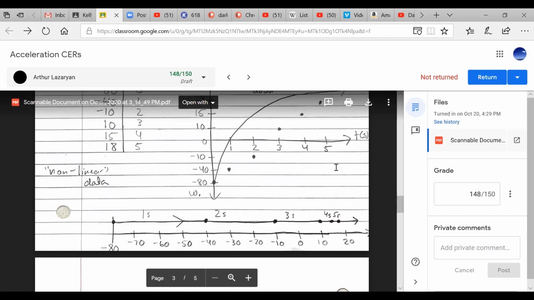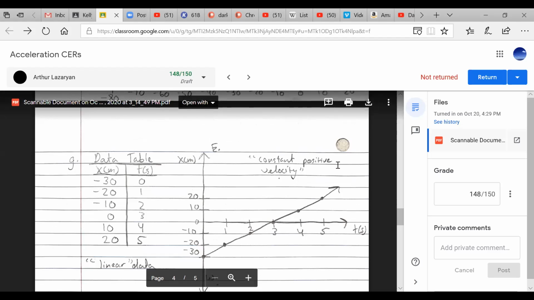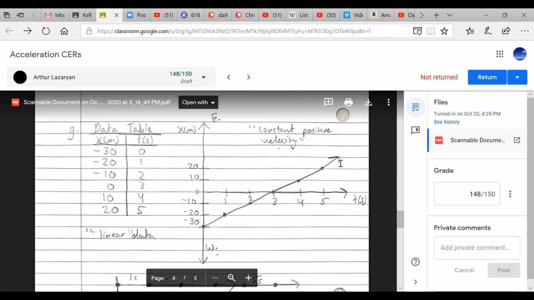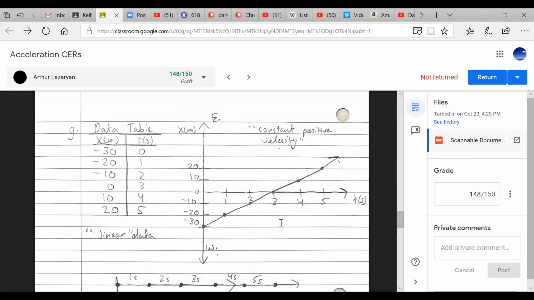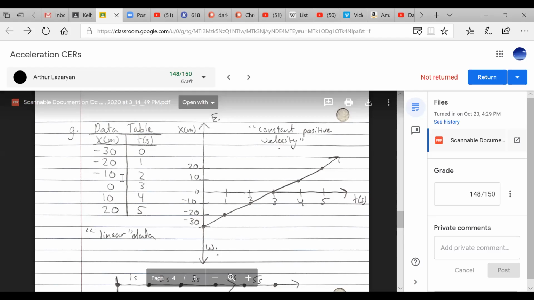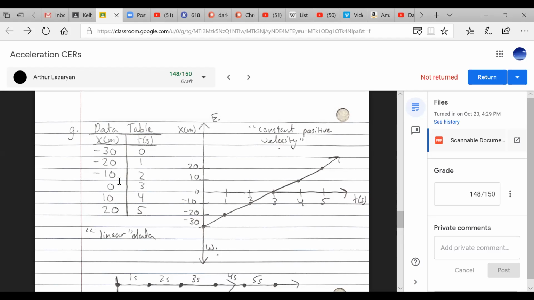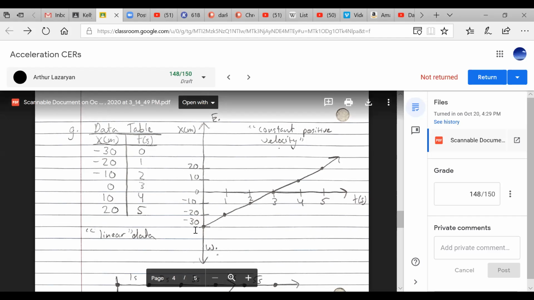Okay, so hopefully G and H were easier for you guys because we're just dealing with linear data in this case. So we have a car moving at a constant positive velocity headed from west towards the east. So Arthur's data starts off at time 0 at minus 30 in the west, and then the gaps will be the same. 10, 10, 10, 10, and 10. Linear data, constant positive velocity, very excellent, Arthur. Your slope doesn't change, therefore your velocity doesn't change. It's constant and it's positive. Very good.